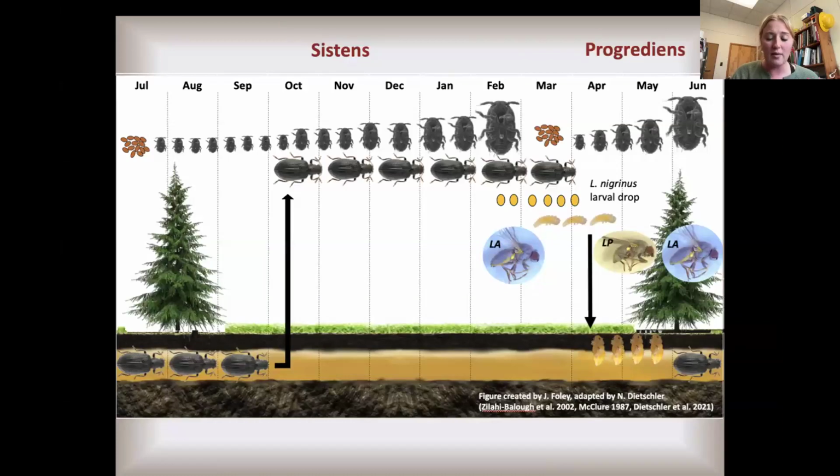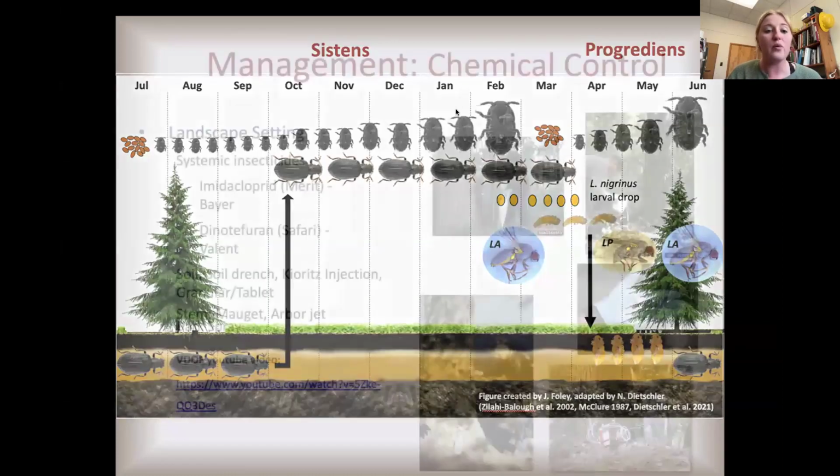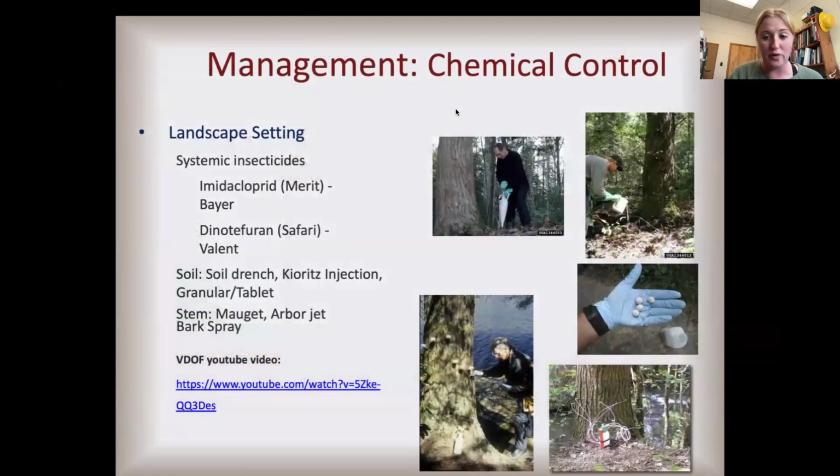So that's biological control. But again, we also have chemical control that is available and effective, especially in the urban and landscape settings or for high value trees, right? In the forest stand setting, chemical control just doesn't make a lot of sense economically and environmentally.